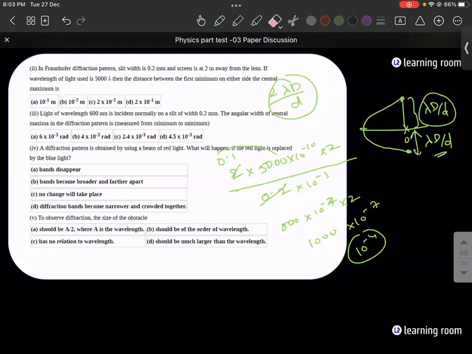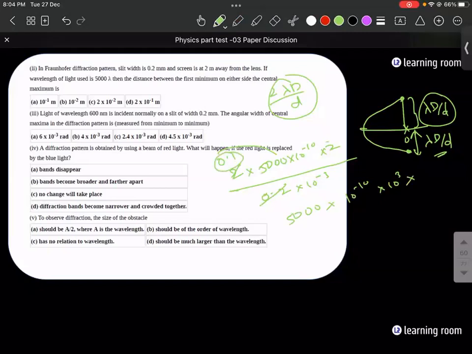Sir, I got 10 power minus 2 only, sir, by keeping 5000. Are you able to observe, is there anywhere I went wrong? Sir, if you keep it as 5000 lambda, we are getting the answer. Sorry, 5,000 for your satisfaction. It should not come different. 5,000 into 10 power minus 10 into 10 power 3 into 0.1 into 2, how much is it? 0.2, that is 2 into 10 power minus 1.